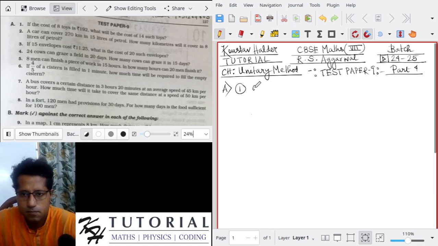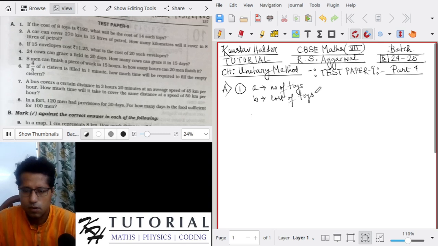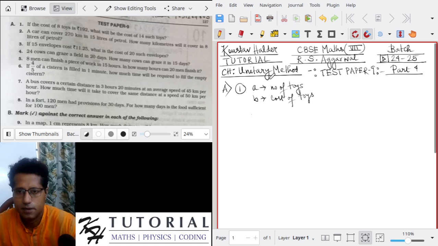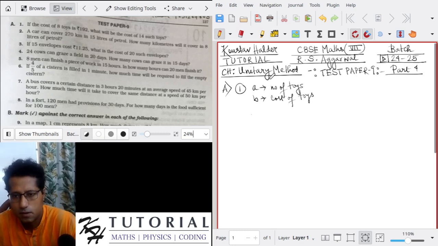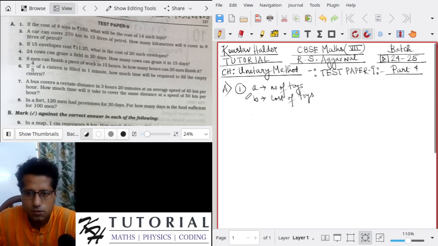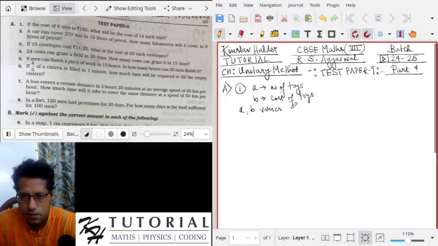So I will follow this procedure to solve all the problems. So for this problem, let's say A is the number of toys, and B the cost of toys. Now definitely these quantities A and B vary directly, since the cost of each toy is constant, so if the number of toys is more, then the total cost will be more. So in this problem, A and B vary directly.